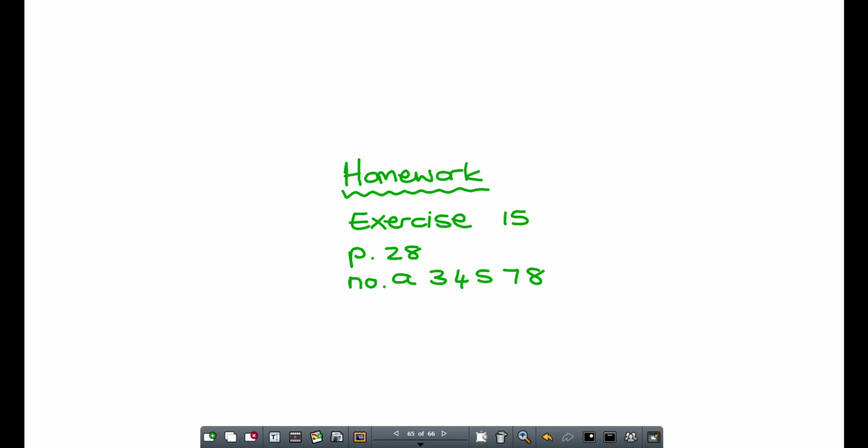I always remember it: if the base is the same and we multiply, what do we do? Add your exponents. If the base is the same and we multiply, then my exponents go plus.